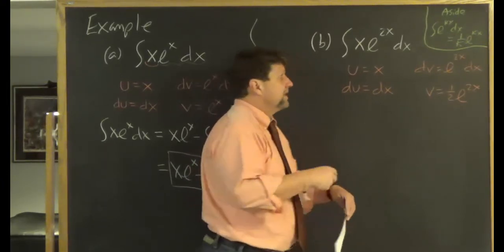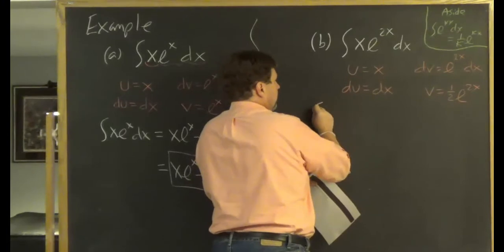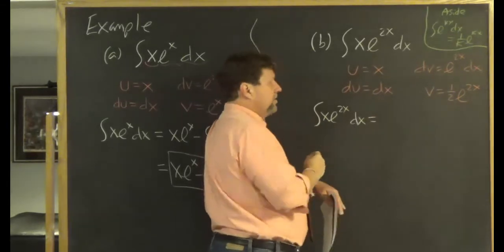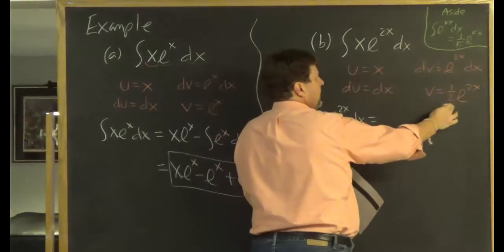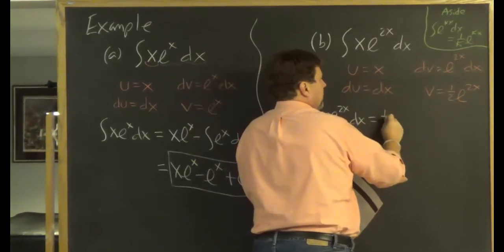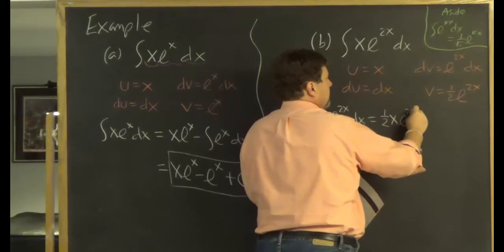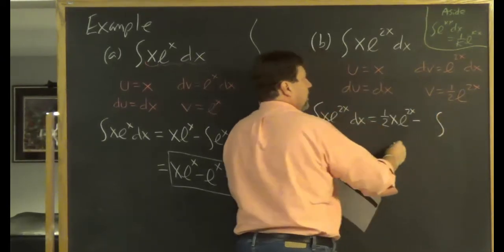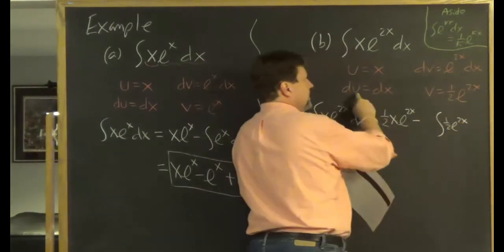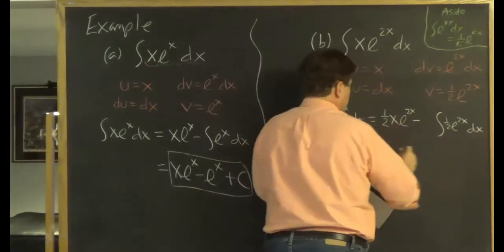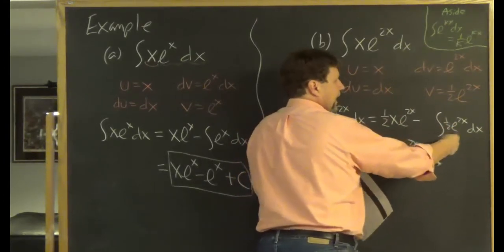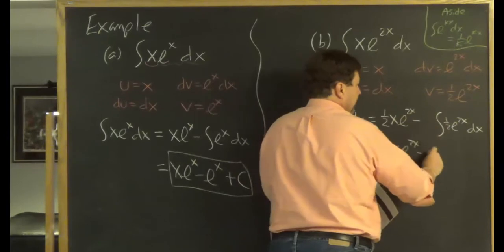So, continuing on with this example, I write down the original integral, crank it through integration by parts, so it's u times v, that's x times 1/2 e to the 2x. I'm going to write that as 1/2 x e to the 2x minus the integral of v, 1/2 e to the 2x, du. Well, du is dx. And notice I can immediately, in trying to analyze this integral, put the 1/2 out front.